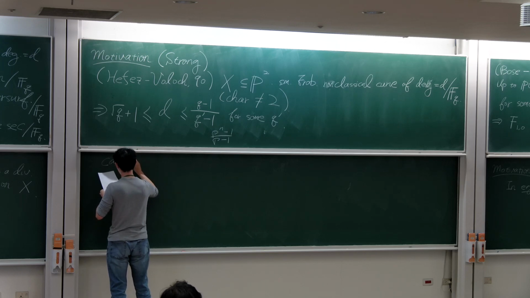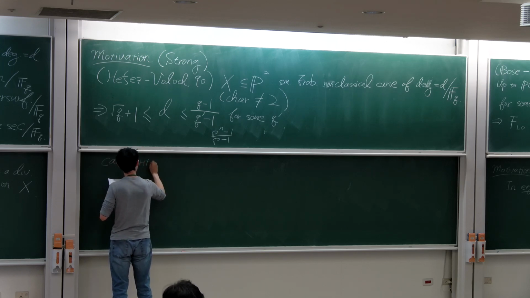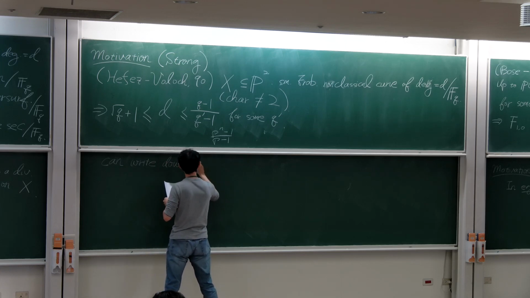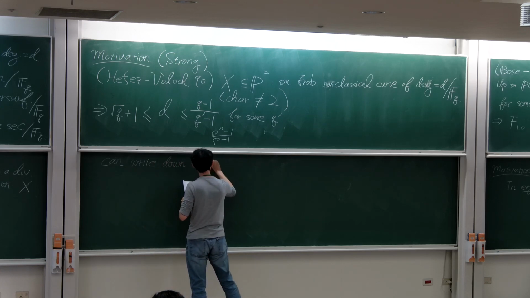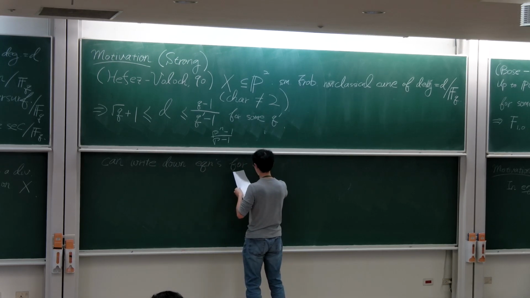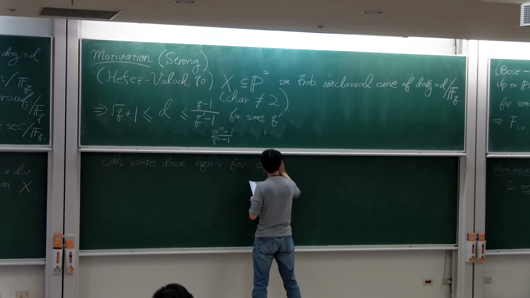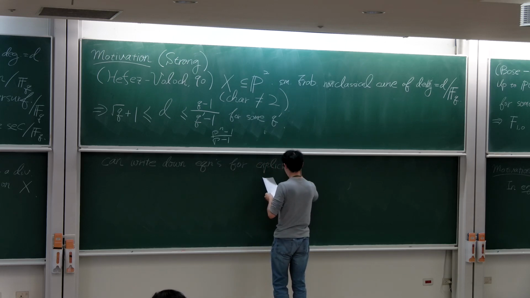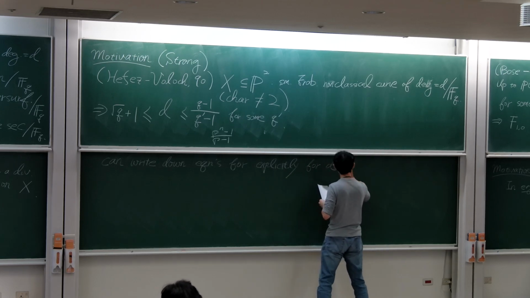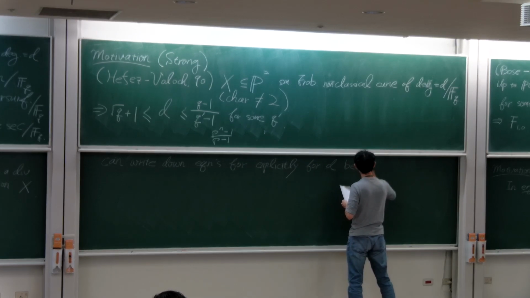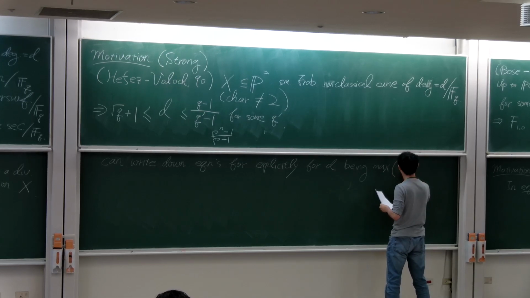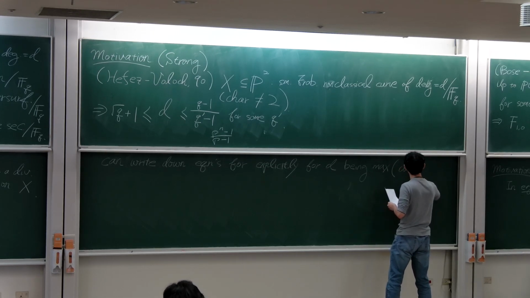They also prove that we can write down explicit equations for X, explicitly, for d being max, but in this maximal case, the equation is very complicated.